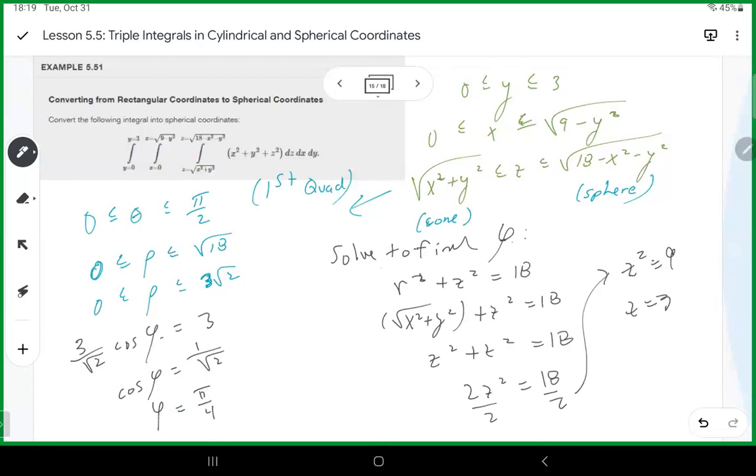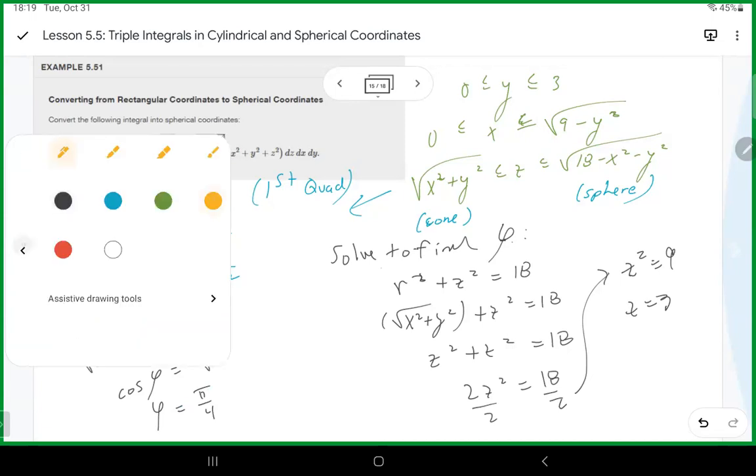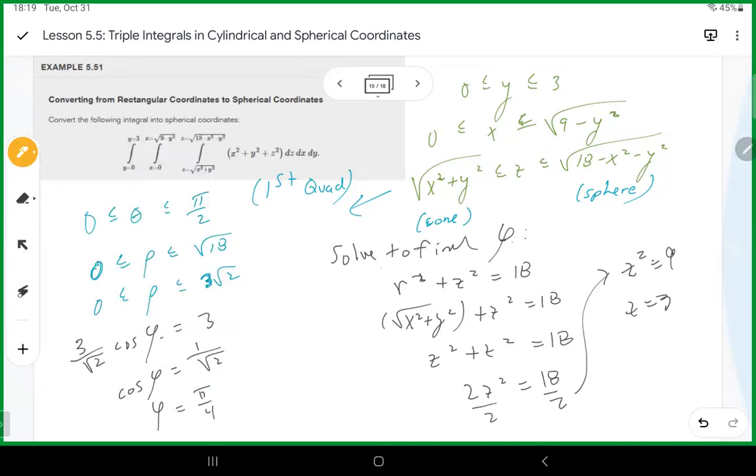I will find a way to squeeze this on here. So I'm not going to do the rewrite. You know, you would have to rewrite this, but they give it to you. So we're going to go and do the conversion. So it's going to be 0 to pi over 4, 0 to pi over 2, and 0 to 3 square root of 2.